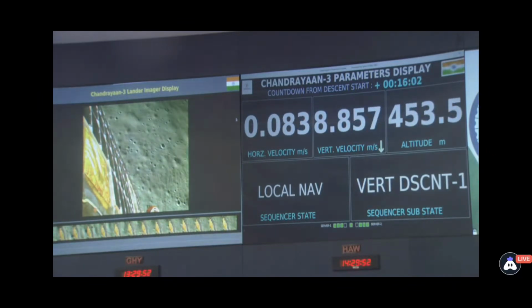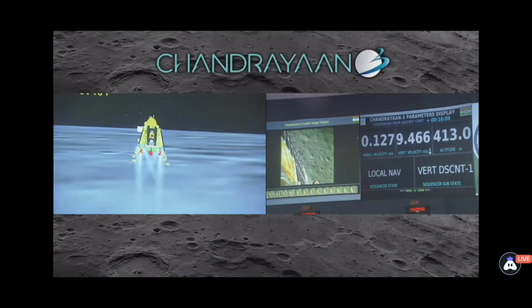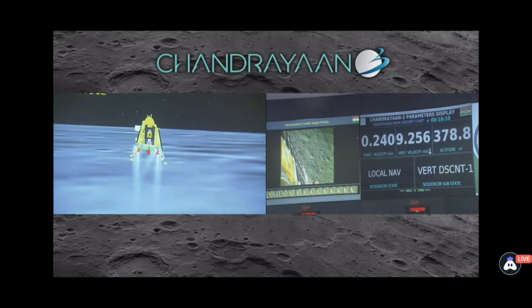We are above the landing site. The horizontal as well as the vertical velocity is now being constantly reduced. And the lander module has begun its descent towards the landing site.